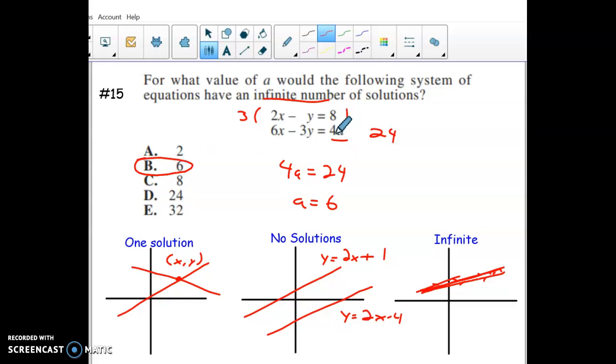Okay, so if a were 6, again, this would be a 24 right here. And then they would be really the same equation and have infinite solutions. So our right answer here is B, 6.